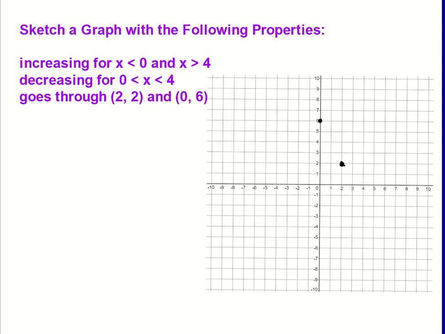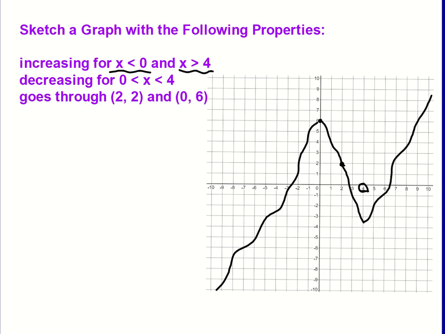All right, so now let's plan out the roadmap. It says that it's increasing for all x's that are less than 0. So everything to the left of the y-axis has to be increasing. Then it has to be decreasing, going through those points and then decreasing all the way until I get to this x value of 4. And then for all the x's bigger than 4, it's increasing again. So this is an example of a graph that would meet those properties.